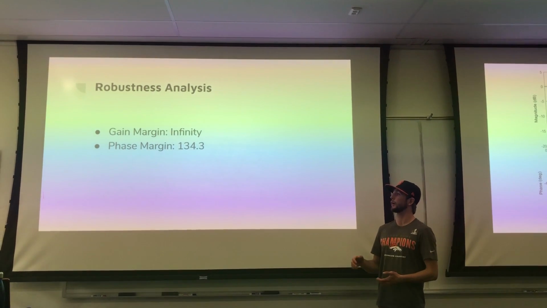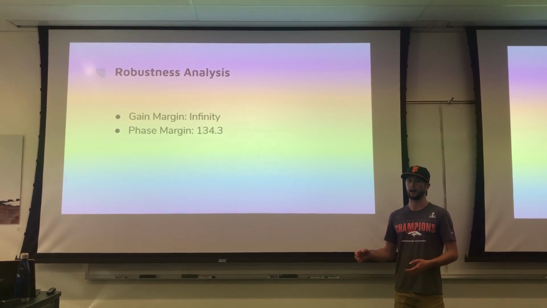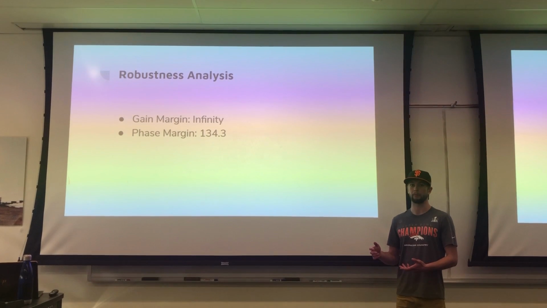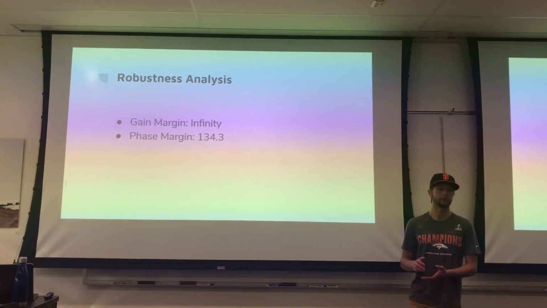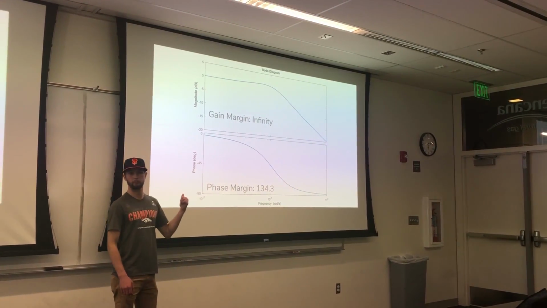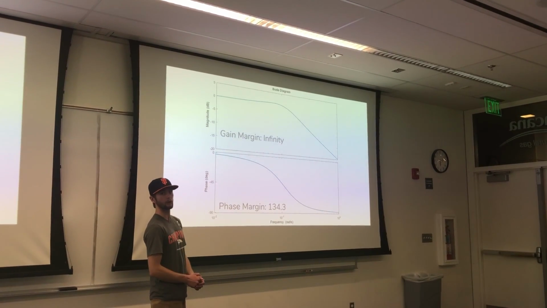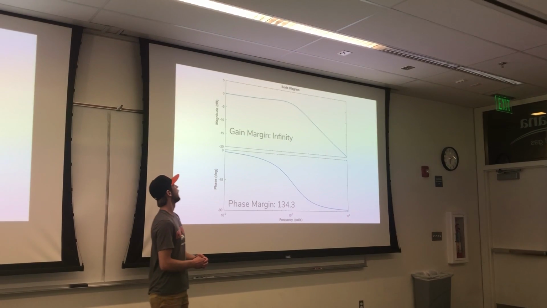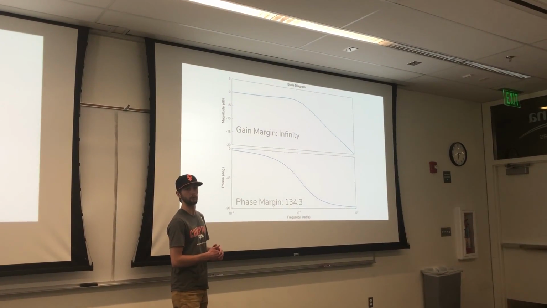All right, so the robustness of our system is also really important: how much your gain can change and how much time delay you can have in your system while the system remains stable. We calculated that over here. We have the Bode plots up here, and we calculated the phase margin by finding the crossover frequency of the Bode diagram, which is when the magnitude crosses 0 decibels.